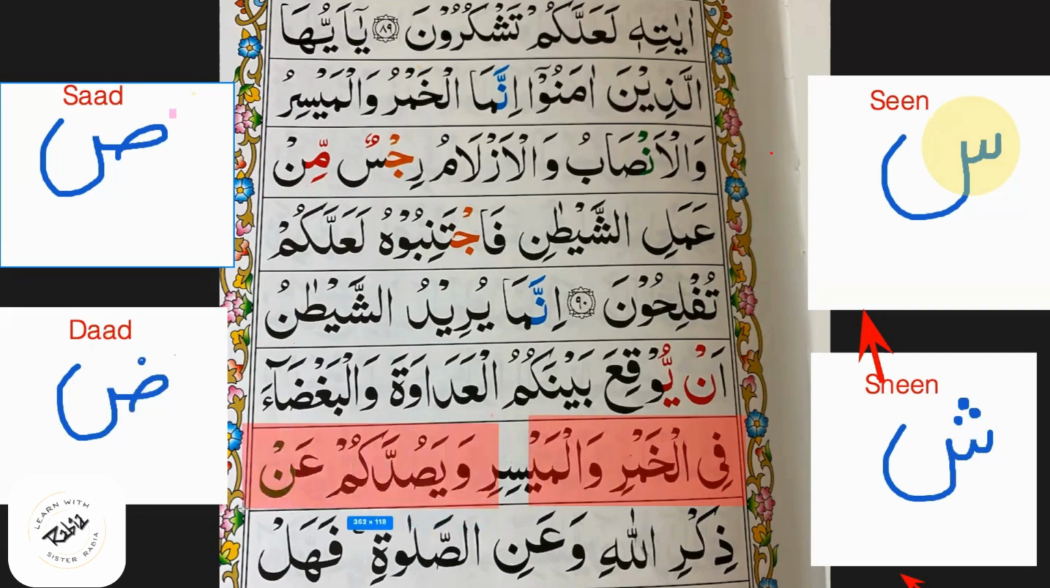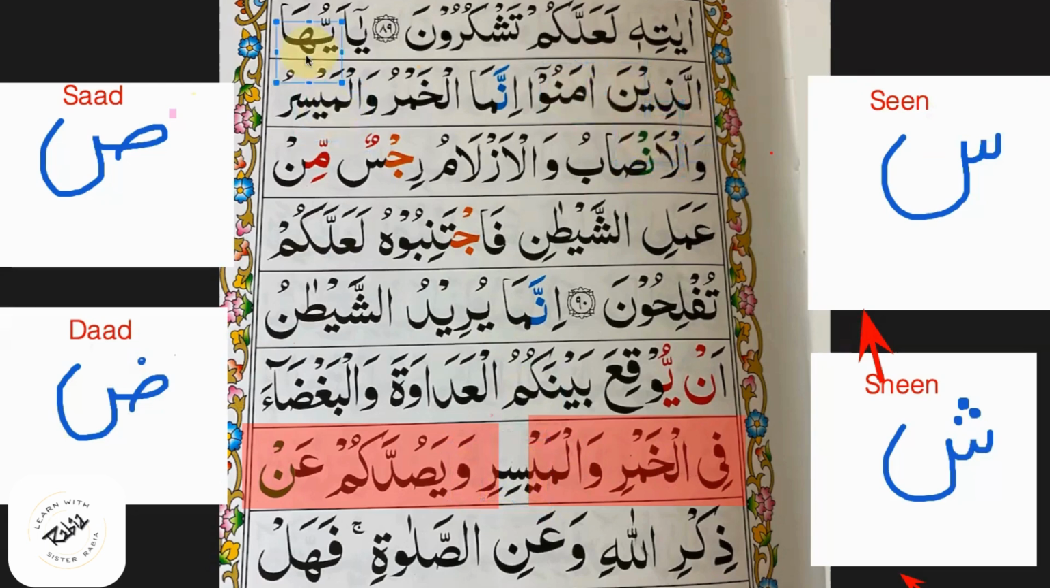Now this seen was tricky because it's kind of hiding with the ya, with the ra. That definitely, that one mixed up a little. So this one is one of them. This is another letter. This is my letter ra, Sister Rabia's letter ra, and this one is the seen hiding right there.